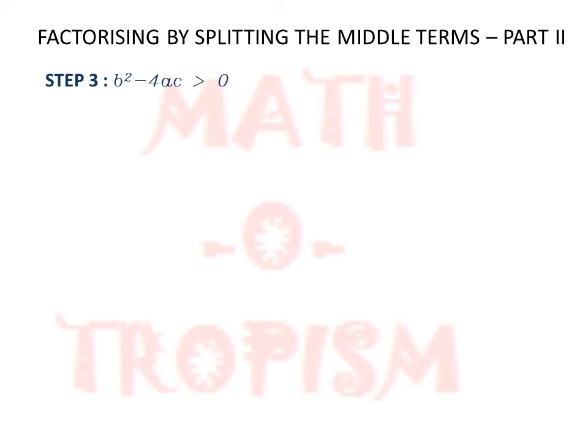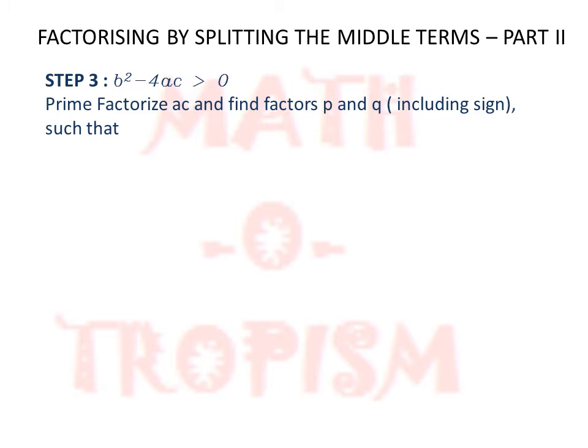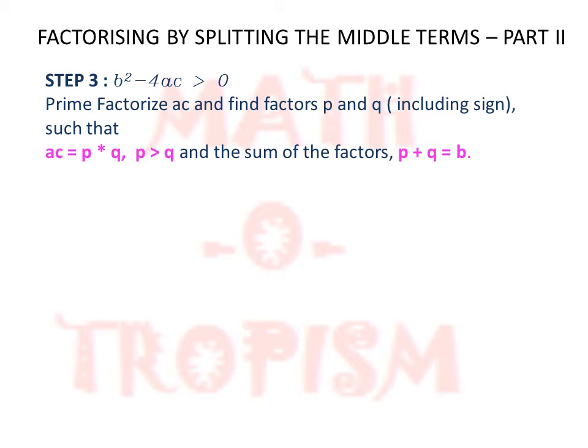If b square minus 4ac is greater than 0, I will prime factorize ac and write all the factors together. Then I will split it into two factors p and q, which include their sign in such a way that always p is greater than q and p into q is going to give me ac, and also addition of the factors p and q should give me b.